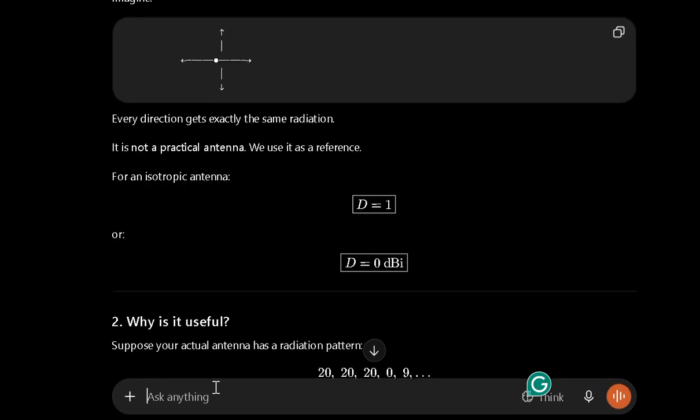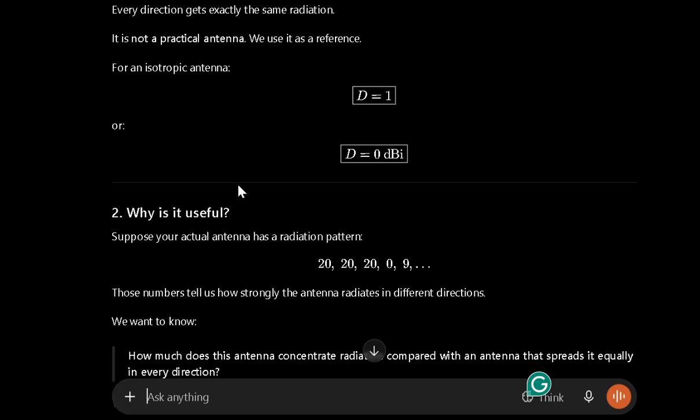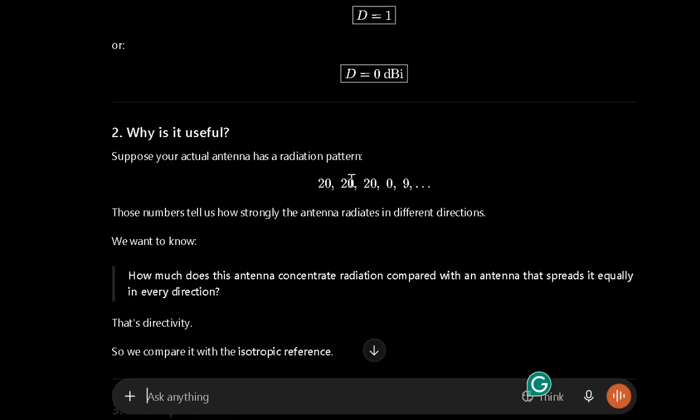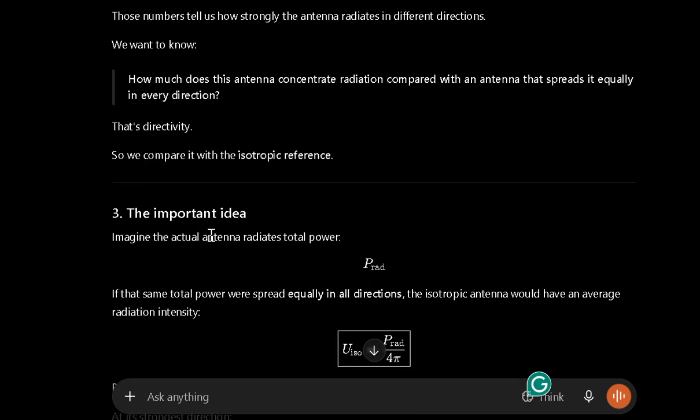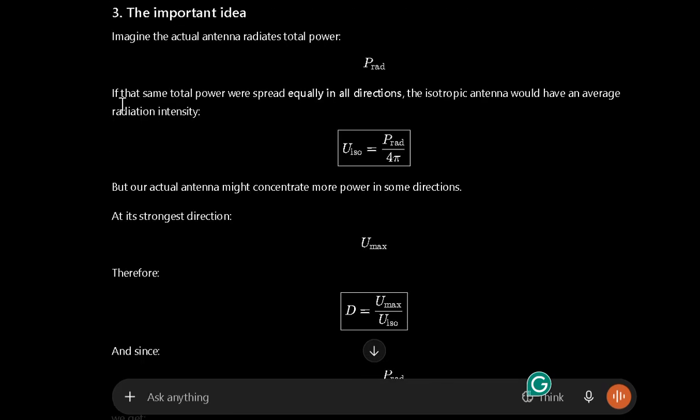It is not that it is a reference antenna. For an isotropic antenna, D equals 1, or D equals 0 dB. Why is that? Suppose your actual antenna has a radiation pattern, which tells us how strongly the antenna radiates in different directions. We want to know how much this antenna concentrates power compared with an antenna that spreads it equally in every direction. That's directivity. So we compare it with an isotropic reference.